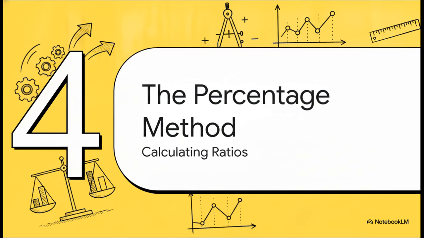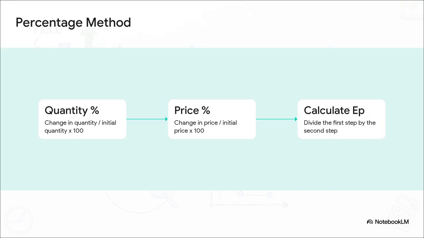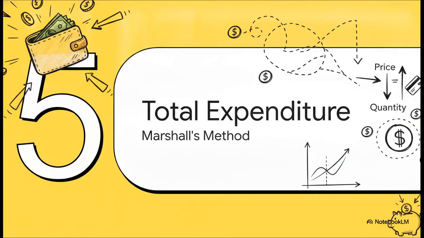Let's transition to Section 4, the percentage method. This step-by-step proportionate method is absolutely crucial because it ensures we're looking at relative percentages rather than absolute raw numbers, giving us the true EP value. I mean, it just wouldn't make sense to compare a $10 discount on a car to a $10 discount on a cup of coffee, right? By converting our starting numbers into percentages first, we level the playing field and get an incredibly accurate picture of consumer sensitivity.